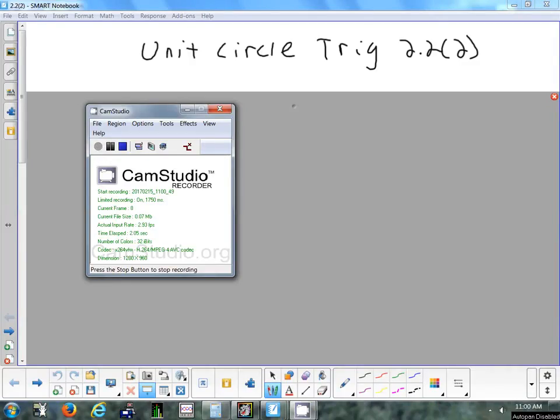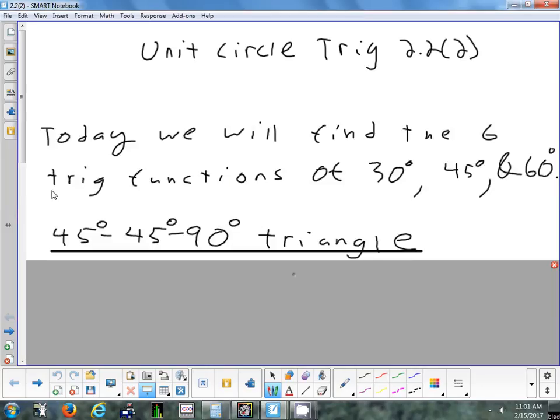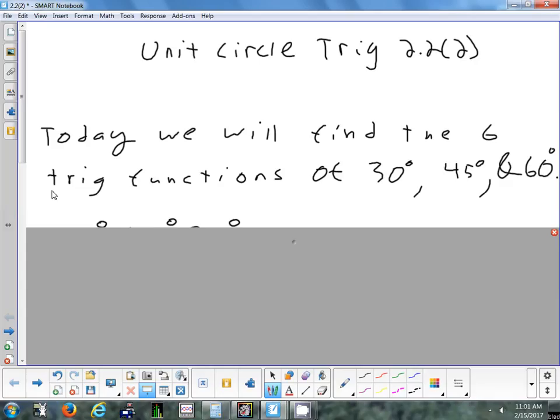Okay, so second section, we're going to look at 2.2 part 2. Basically, it's continuing on with unit circle trig, except we're going to look at a couple special coordinates. We're going to look at how do we find the coordinates for those three angles. So we've got a 30, 45, and a 60.